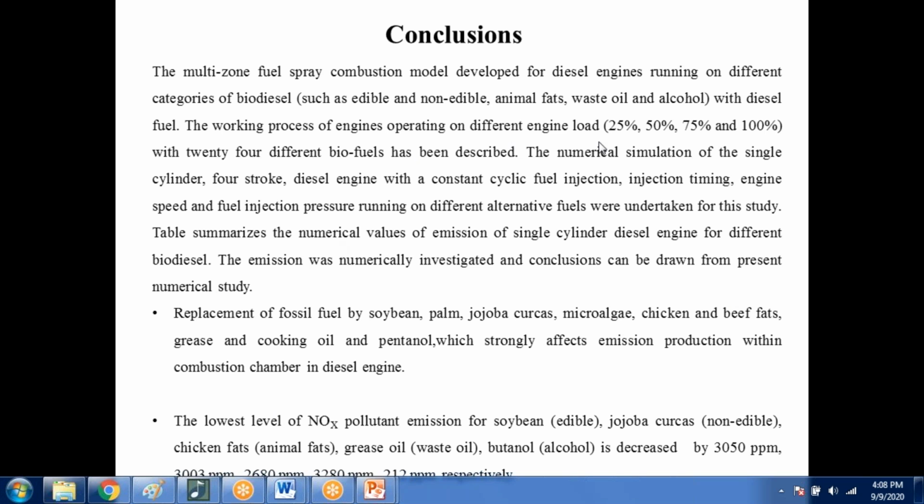So these are the emission conditions for soybean, jojoba, microalgae, and animal fats. This affects emission reduction within the combustion chamber in a diesel engine.